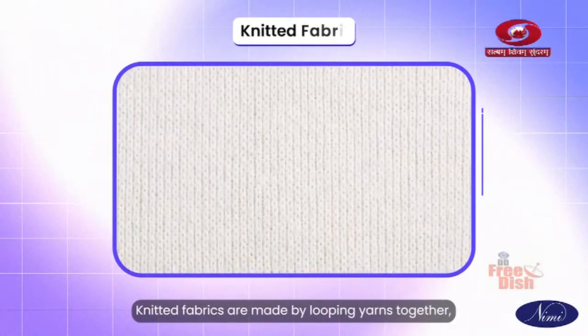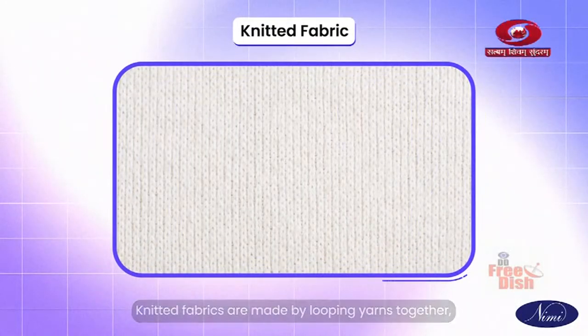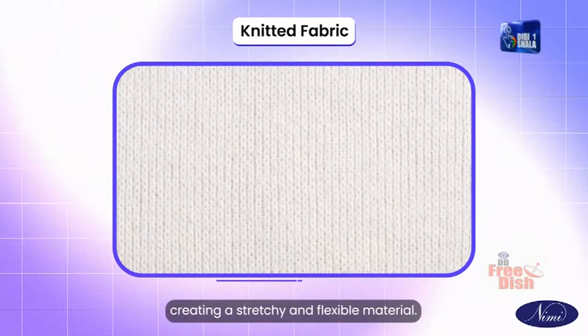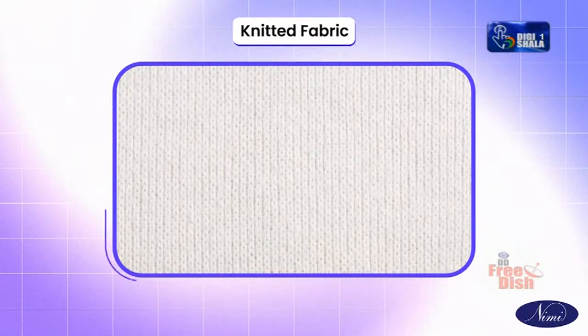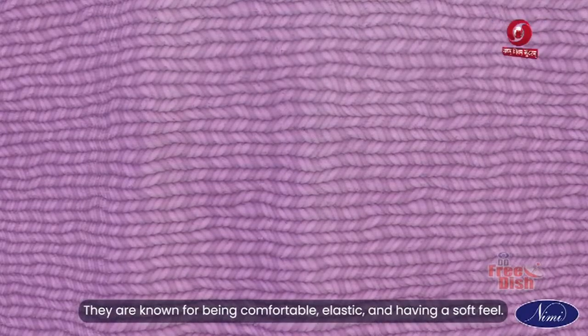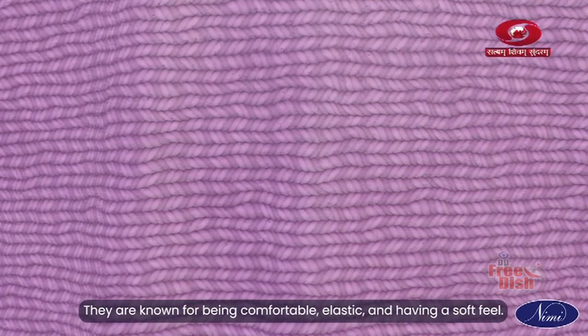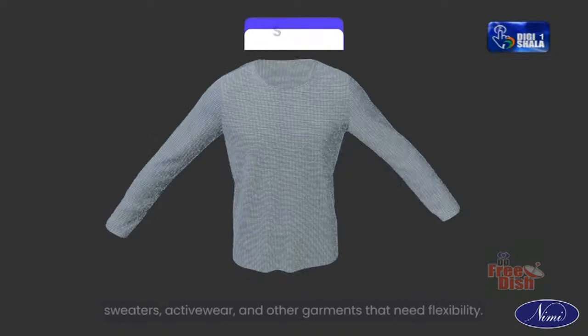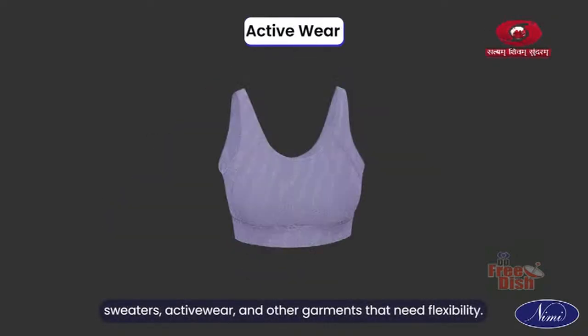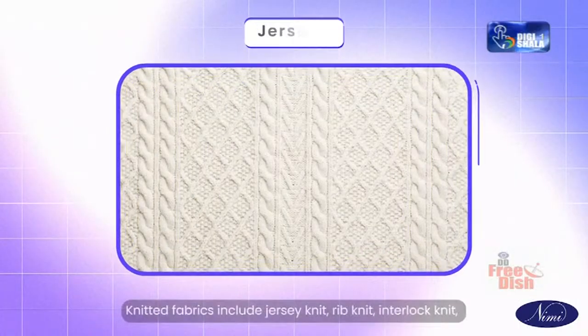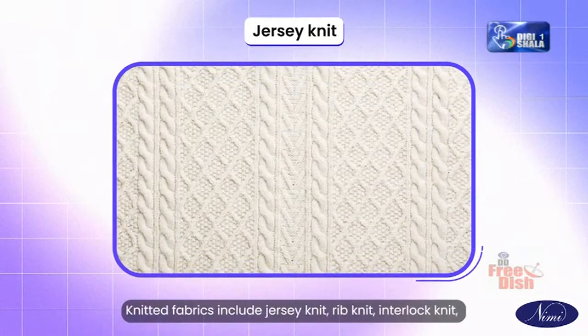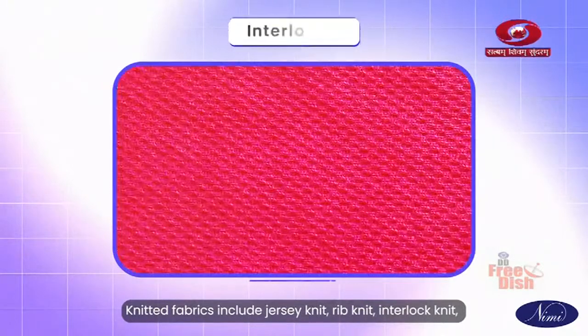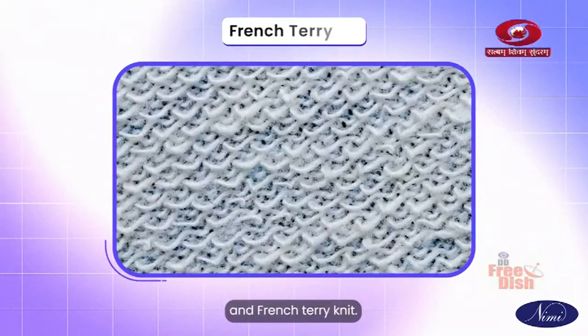Knitted fabrics are made by looping yarns together, creating a stretchy and flexible material. They are known for being comfortable, elastic, and having a soft feel. These fabrics are commonly used for making t-shirts, sweaters, activewear, and other garments that need flexibility. Knitted fabrics include jersey knit, rib knit, interlock knit, and French terry knit.